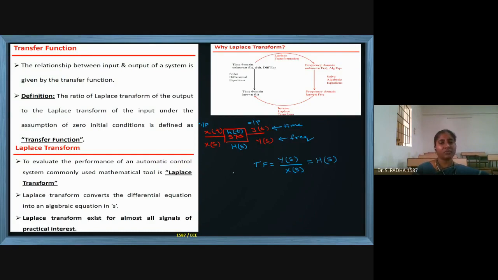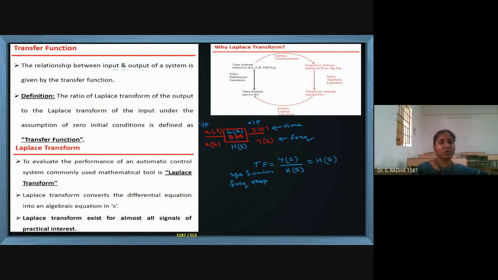Other name for transfer function is system function. And one more name is also there, frequency response. All these are other names for transfer function. Okay. And if you see the ratio, transfer function is relating input and output. Transfer function is giving the fraction between input and output. So it is some relation between input and output.